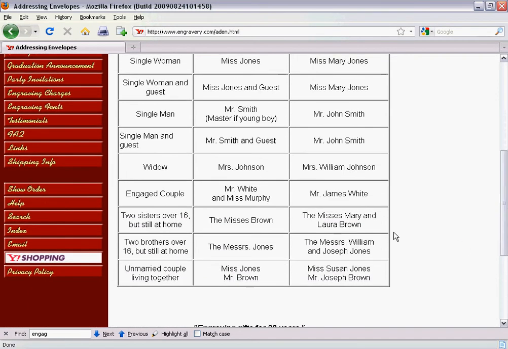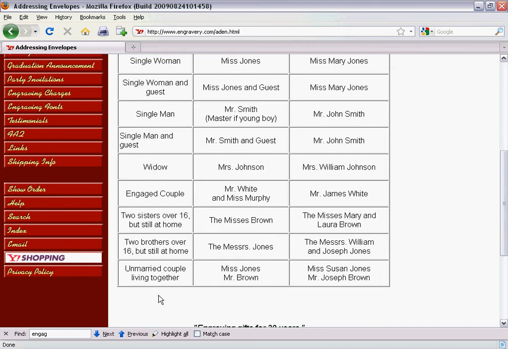Now if you have two sisters over the age of 16 but they still live at home, you put the Misses Brown, and then on the outer envelope you put the Misses Mary and Laura Brown. And similarly, if you have two brothers over the 16 but they're living at home, you'd put the Messrs. Jones. Messrs. is plural for Mr. And then on the outer envelope you'd put the Messrs. William and Joseph Jones. So you include their first names on the outer envelope.